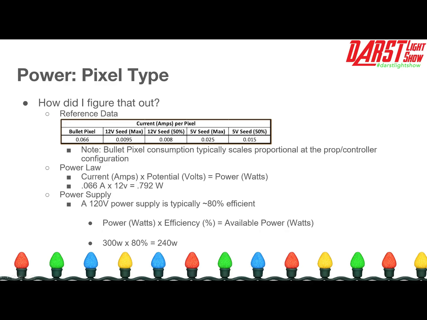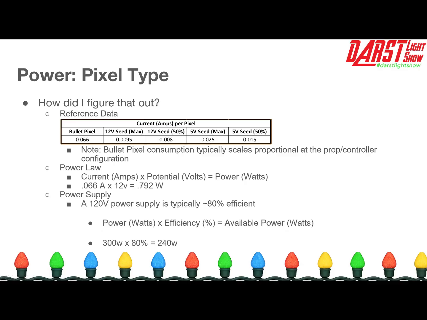So I'm going to take my amps, whatever they are, and multiply it by my voltage, so 12 volts, to come up with my wattage. And then from there, I can just divide out, okay, well, how many watts do I have available? That tells me how many pixels I can fit.